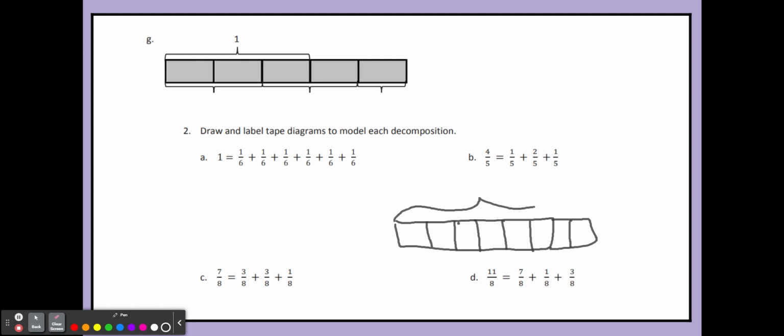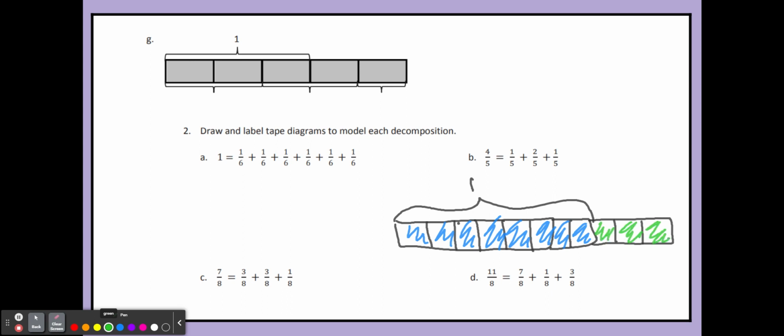So this is going to be my one whole. I'm going to put that there so I know. And I have 1, 2, 3, 4, 5, 6, 7, 8. So that's my one whole. I'm going to color all of those in. And I need 11. So 11 minus 8 would be 3. So it's going to be the same size pieces, and we're going to color those in.